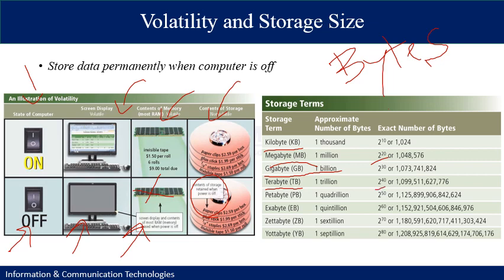As you can see, with each unit there is an exact number of bytes specified. This is just for your information, and you do not have to worry about exactly how many bytes are contained in a kilobyte or a megabyte, but you should understand that a kilo stands for 1000, a mega stands for 1 million, a giga stands for 1 billion, and a tera stands for 1 trillion.